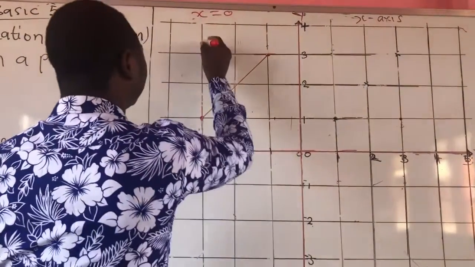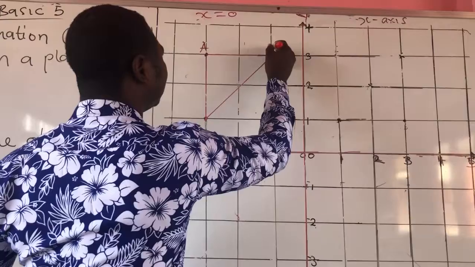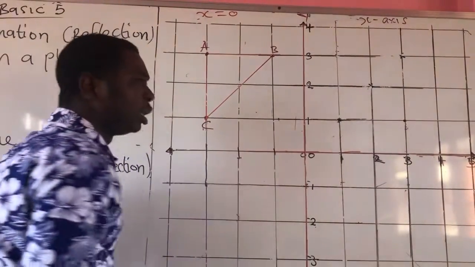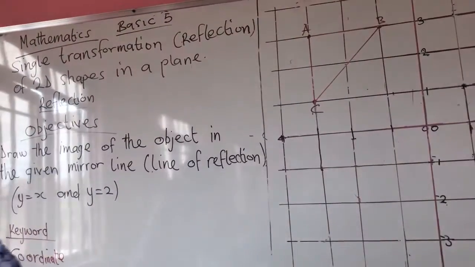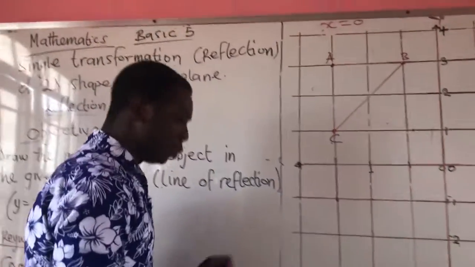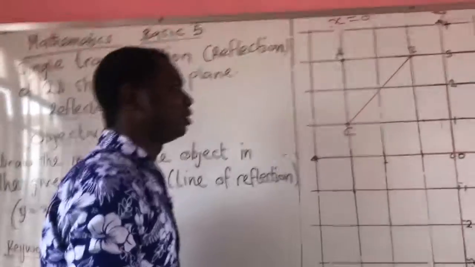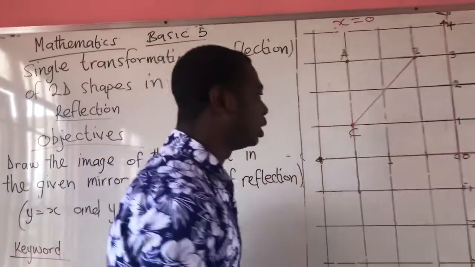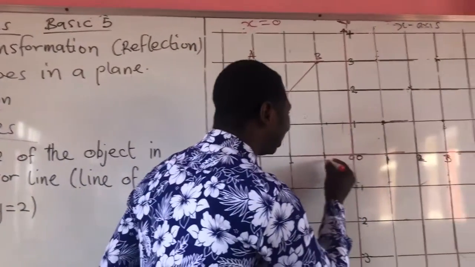Let's label here as A, here to be B, and here should be C. Now, we have our object on the graph sheet. We want to identify the coordinates. Let's quickly write the coordinates here.